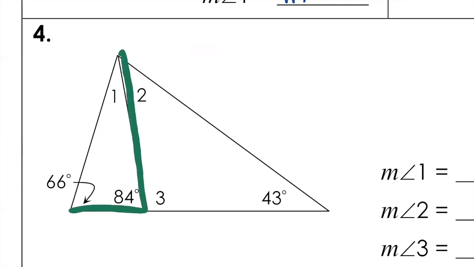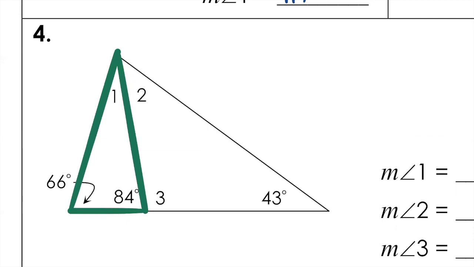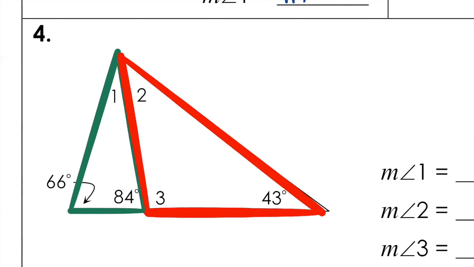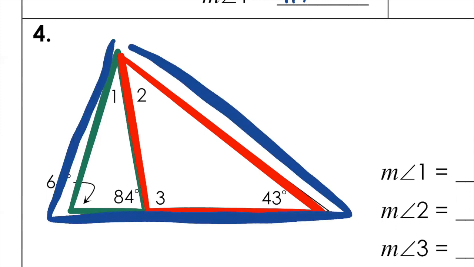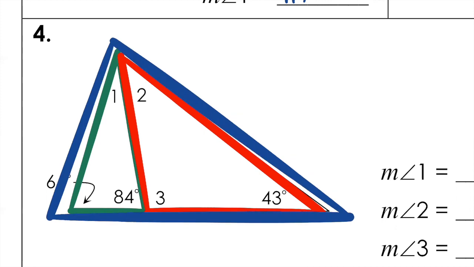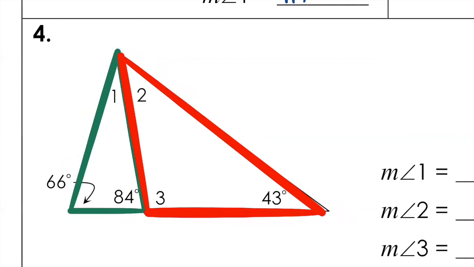We're going to outline the triangle on the left, and we're going to outline the triangle on the right, just so I can maybe help myself visualize what's happening. And then there's really a third triangle, right? The big one that surrounds everybody. And there's a line in between them. All right, so here we go. We're going to find the measure of angle 1 in the green triangle.